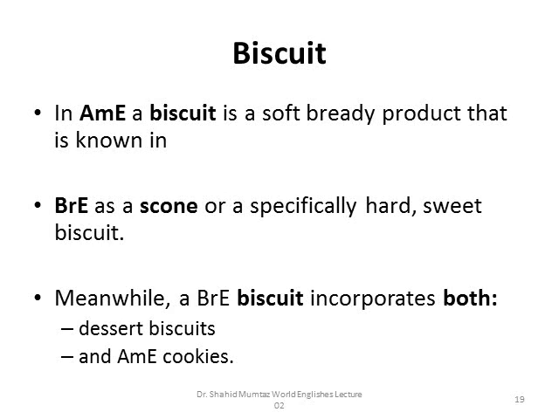In American English, a biscuit is a soft bready product that is known in British English as a scone, or specifically a hard sweet biscuit. And meanwhile, a British English biscuit incorporates both dessert biscuits and American cookies.